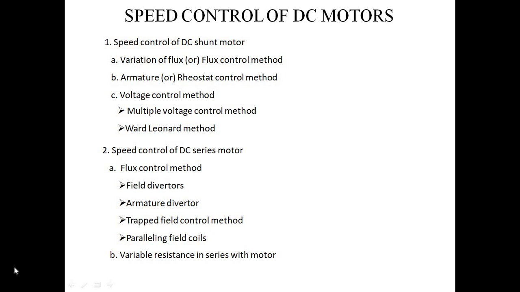Good morning to all. Today we are discussing speed control of DC motors. First one, speed control of DC shunt motor: variation of flux or flux control method. Next, armature or rheostat control method. Third one, voltage control method, multiple voltage control method, Ward Leonard method.